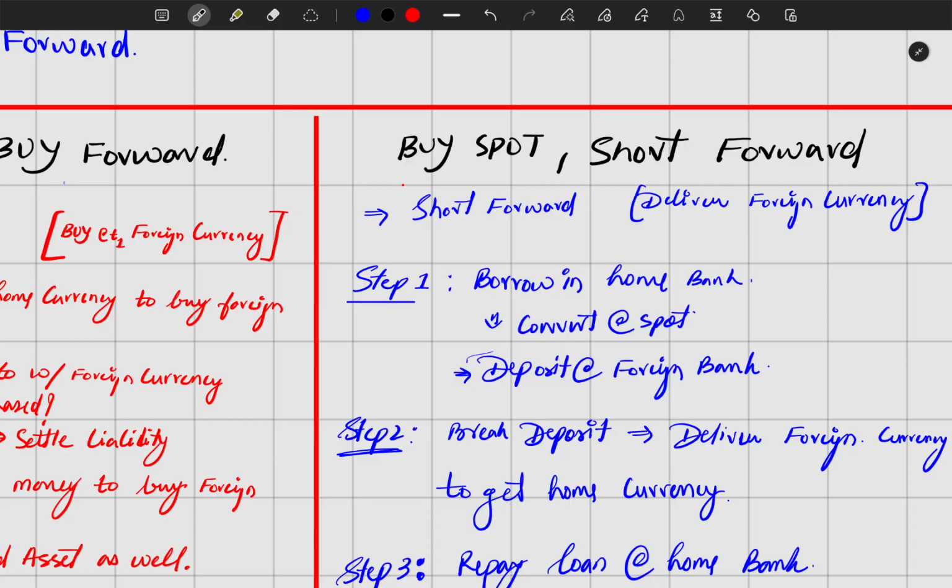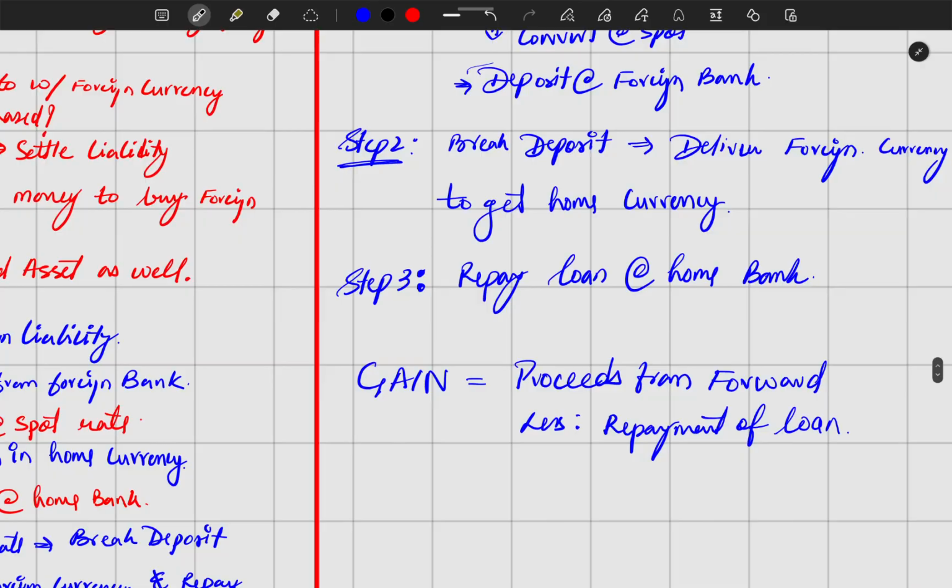You would want to create a deposit in the foreign currency. And to create a deposit, you need the money. So you borrow in INR. First, you borrow from the home bank. The home bank costs you an interest in the home currency. Then you convert the proceeds from the loan at the spot rate and deposit in the foreign bank. The foreign bank earns you an interest. You break that deposit, use the forward contract, deliver the dollars, get INR back and repay the Indian loan. Basically, you create an arbitrage from the proceeds.